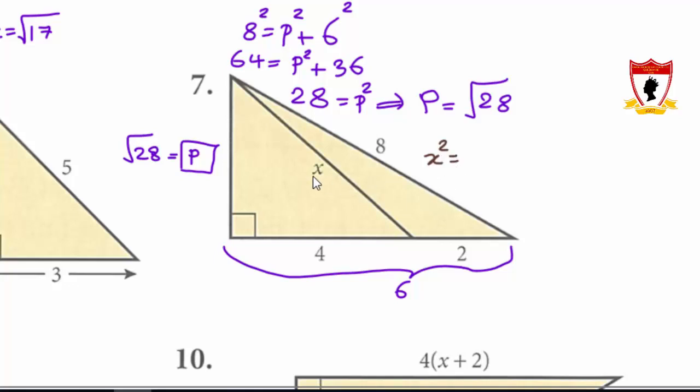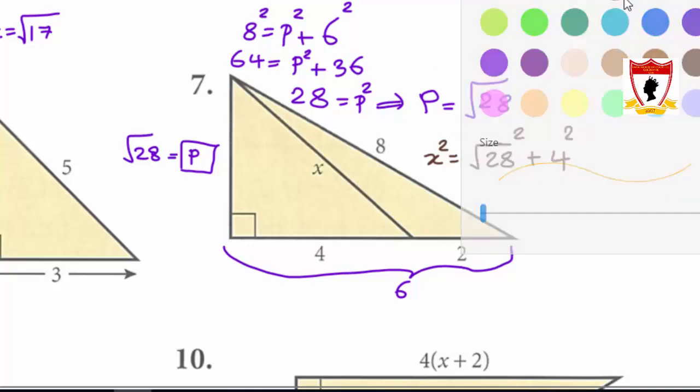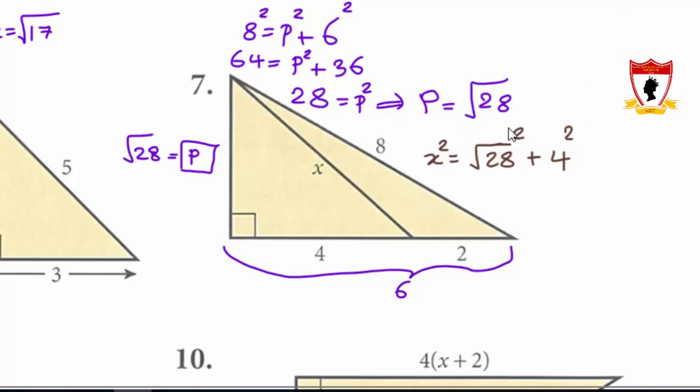x square equals the square root of 28 square plus 4 square. The square root of 28 square and square root and power 2, they always cancel each other. So what's remaining here is only 28 plus 4 square, which is 16. 28 plus 16 is equal to 44. It means x squared is equal to 44. x alone is the square root of 44.